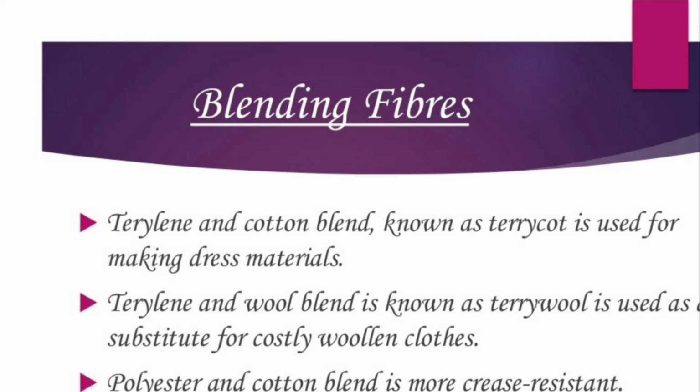And terylene is also mixed with wool, which is known as terry wool. It is used as a substitute for costly woolen clothes. So instead of wool, terry wool is used, that means a synthetic material. Then polyester and cotton blend is more crease resistant, that means resistant towards creases.